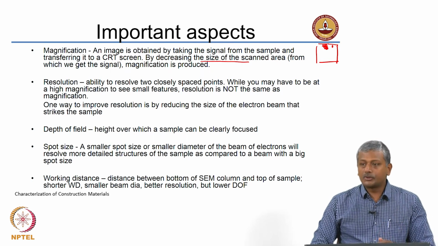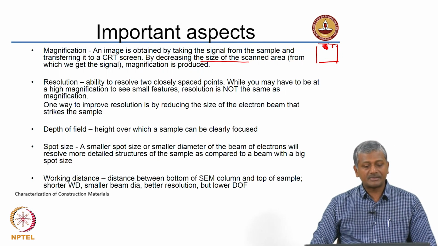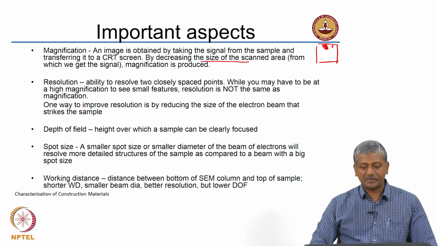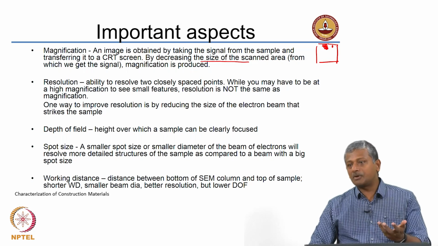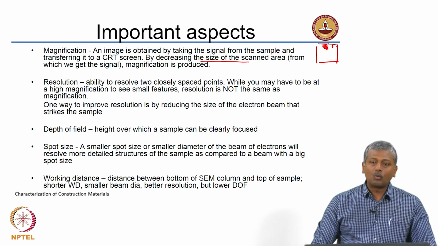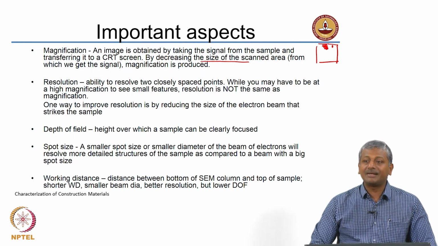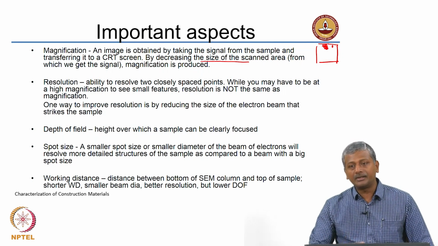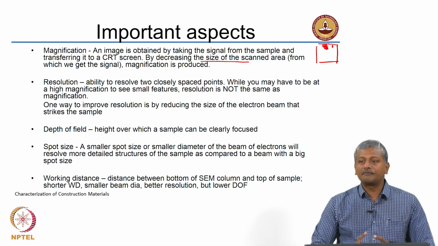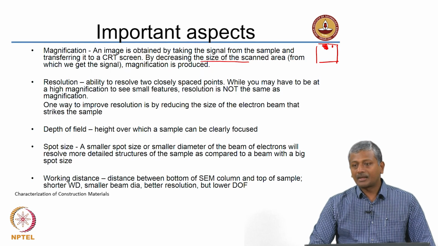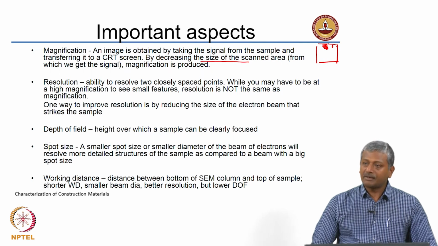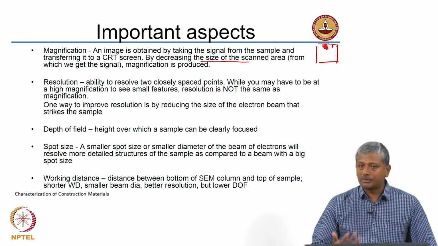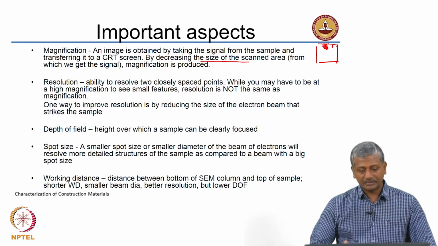Resolution, same effect here, is the ability to resolve two closely spaced points. Resolution is not the same as magnification. I keep repeating that because very often when people want to look at features more closely, they tend to increase magnification, but we learnt earlier that when you increase magnification, the confusion also increases. Because of the confusion increasing, the resolution becomes lower. So, magnification and resolution are not the same, although in electron microscopy you can get good resolution and high magnification.